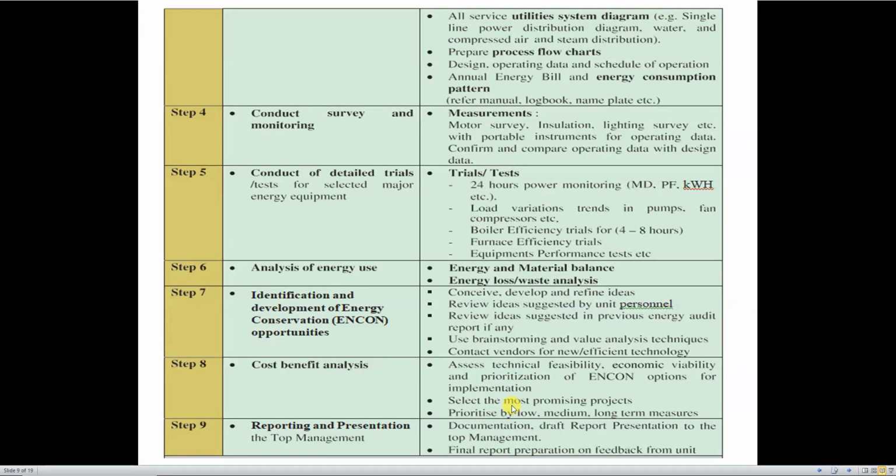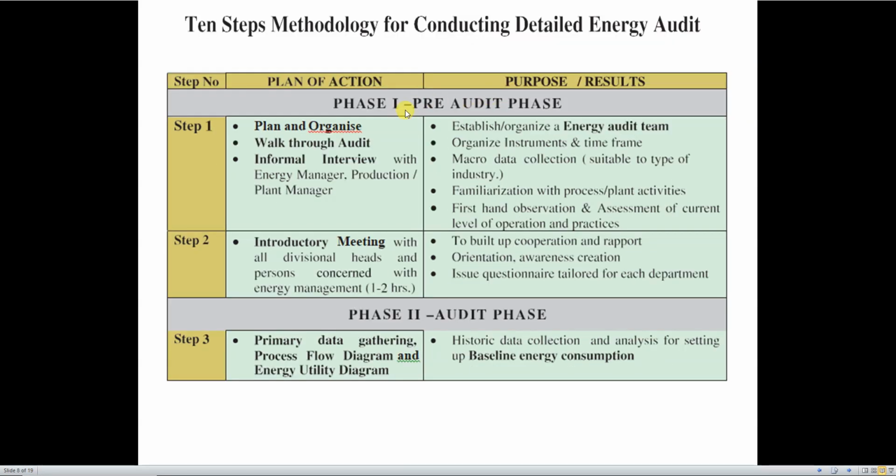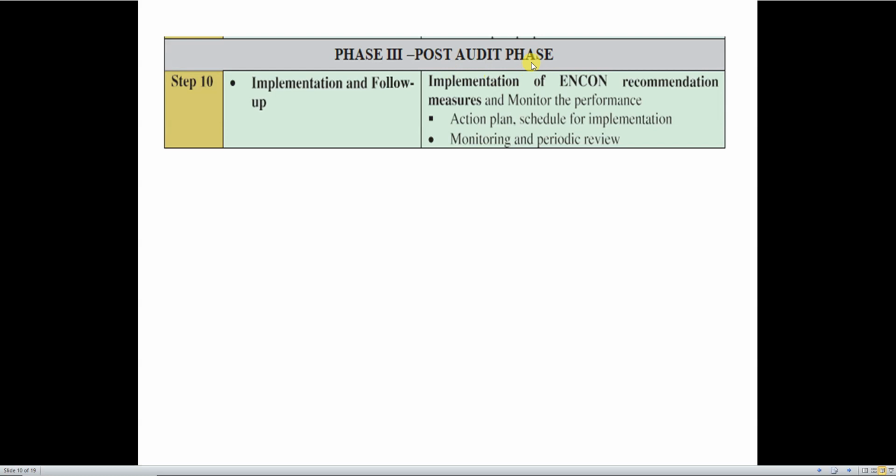And the last step is step number 10, which includes phase 3. This is the last phase, which is the post audit phase. This is the last step. First we have seen the pre-audit, after that the main audit, and the last is the post audit phase.